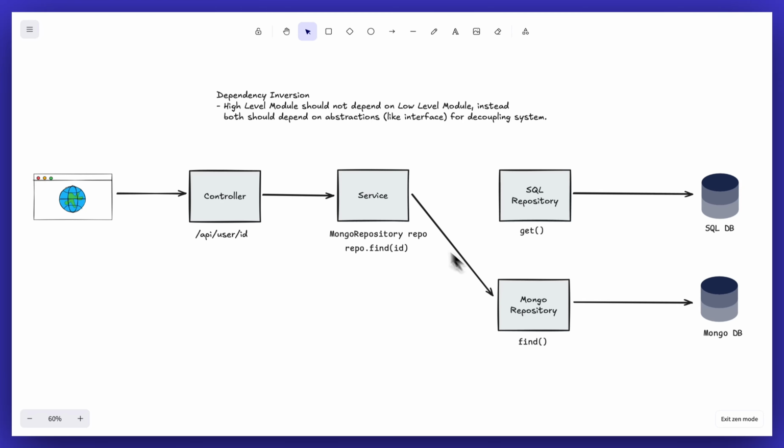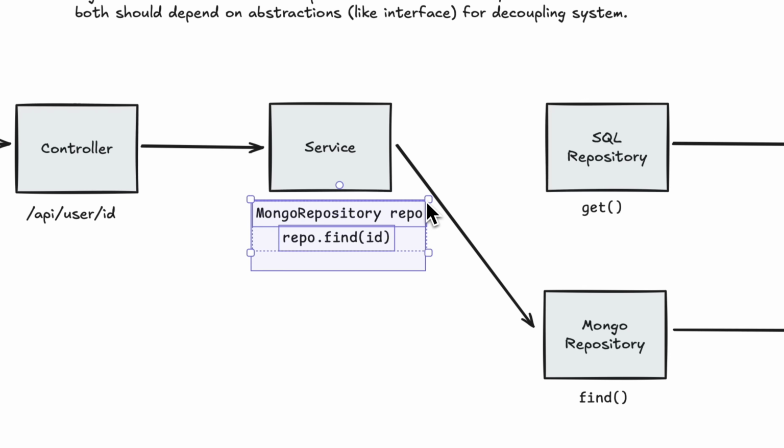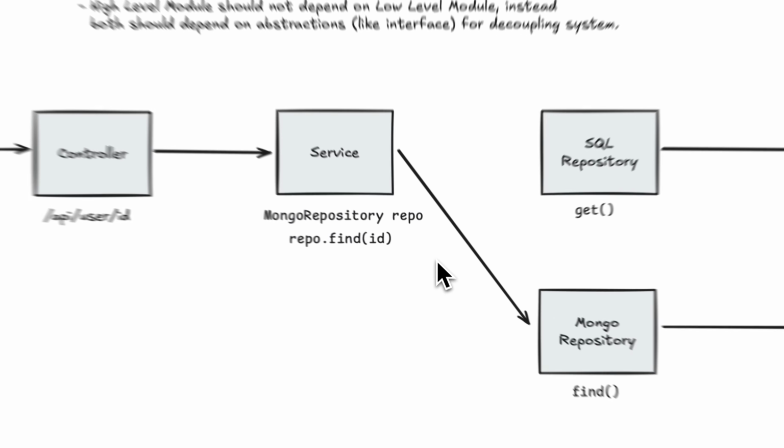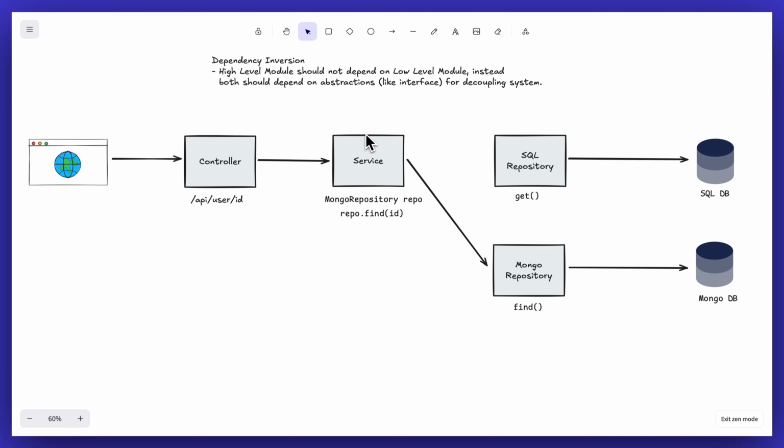We clearly saw that when we went from the SQL repository to the Mongo repository, we were also changing the service layer code like this. Hence, the system was tightly coupled. So, in order to overcome this tight coupling, we have to follow dependency inversion. That is, the service and repository should both depend on the abstraction. Let's see that.